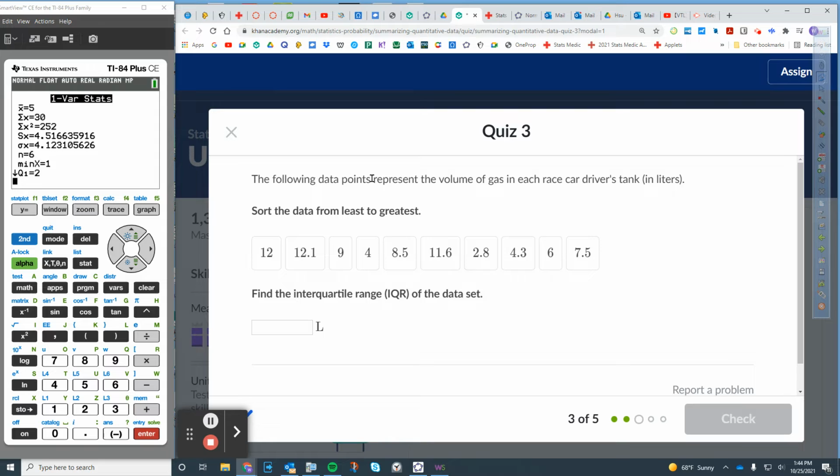So the following data points represent the volume of gas in each race car driver's tank in liters. So we're supposed to arrange this from the least to the greatest. So maybe start with 2.8 and then 4.3, and maybe a 6, and maybe a 7.5, maybe a 9. Oh, actually, 8.5 is less than 9, and 11.6. Okay, that's about right. 2.8, 4.3, 6. So now I can try to do it by hand.